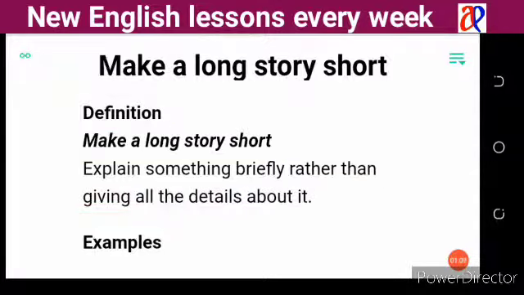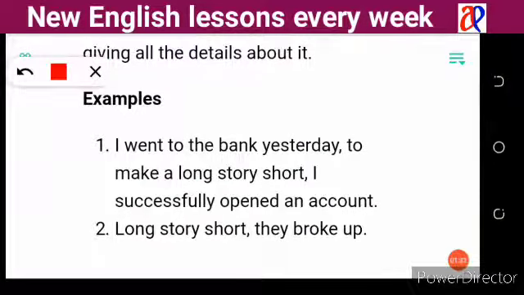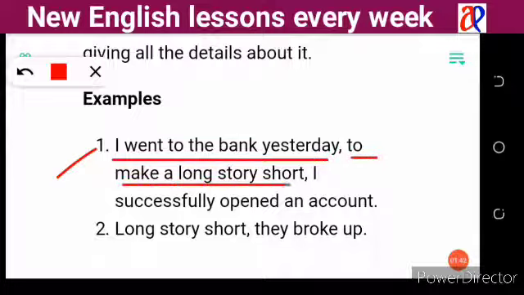Now let's go to the examples and see how you can use make a long story short in a sentence. We have two examples here which will help you understand how to use make a long story short in a sentence. Let's go to our first example. I went to the bank yesterday. To make a long story short, I successfully opened an account.